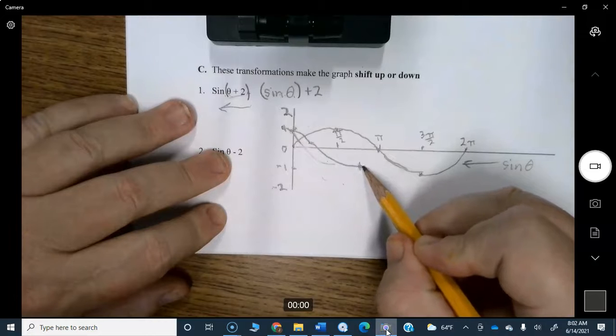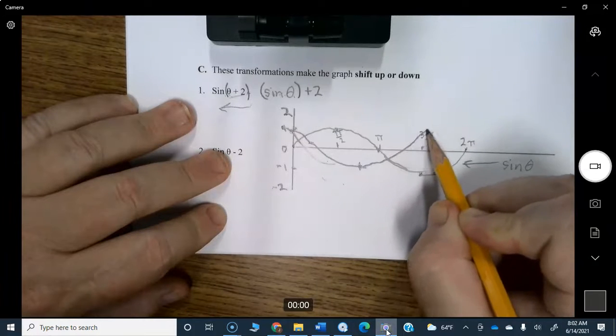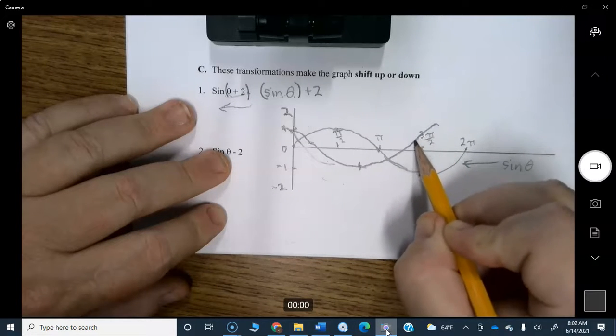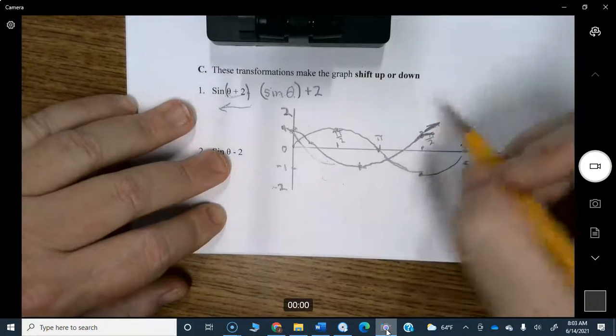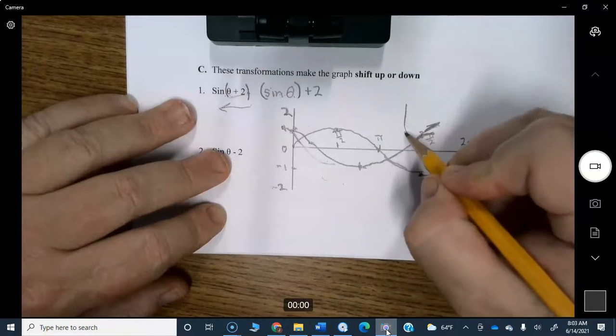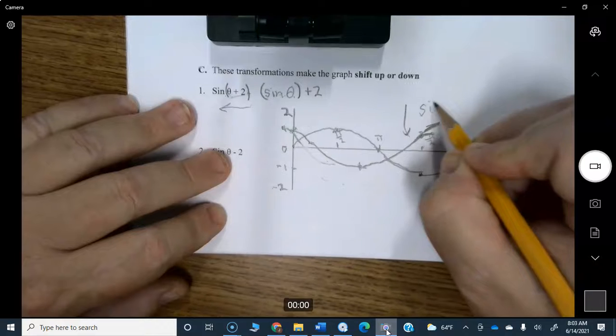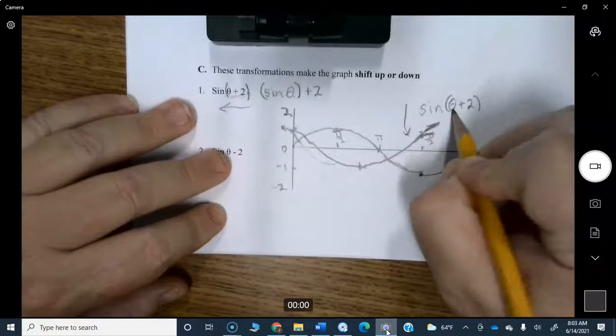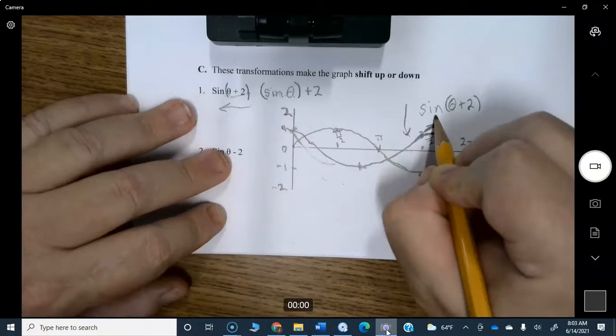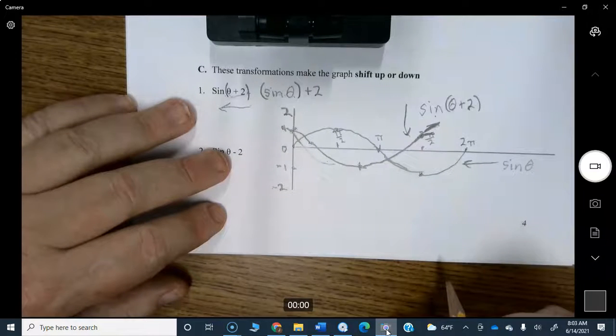Comes up right about here. And whoops, it shouldn't go higher than 1. It should be right there. Okay, so we're going to say that's about what it is. And this is going to be sine of theta plus 2 in parentheses. So theta plus 2, and then you take the sine of whatever that adds up to, okay?